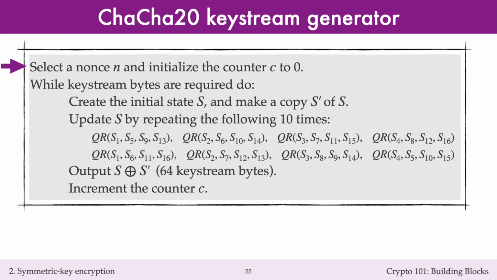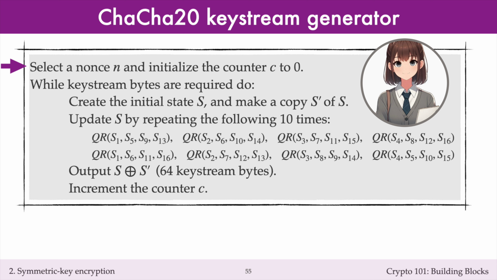So, to encrypt the message M for Bob, Alice selects a nonce, preferably at random, and initializes the counter C to 0. Alice uses a different nonce for each message she sends to Bob. The counter is used to count the number of times the main loop in the keystream generator is iterated when Alice encrypts a message. The use of a nonce and counter ensures that, with very high probability, Alice never invokes the ChaCha20 keystream generator with the same inputs. This ensures that Alice never reuses keystream.